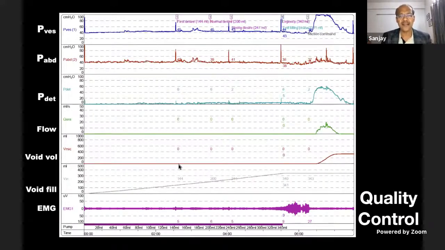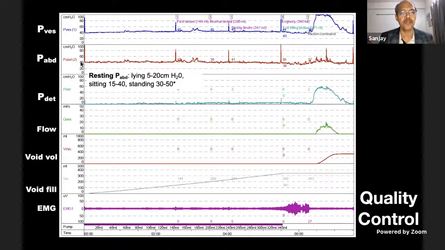So let's look at certain points in terms of quality control. How do we recognize whether a study is actually of a good quality? A few things here. The resting pressure is the first thing you want to look at, and the resting pressure should not be zero when you start. You can see here the abdominal and the vesical pressures are not zero.